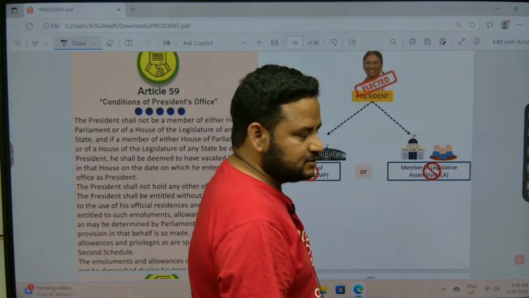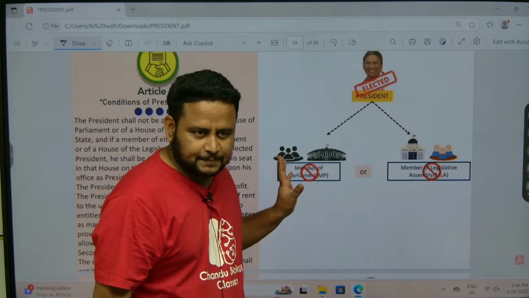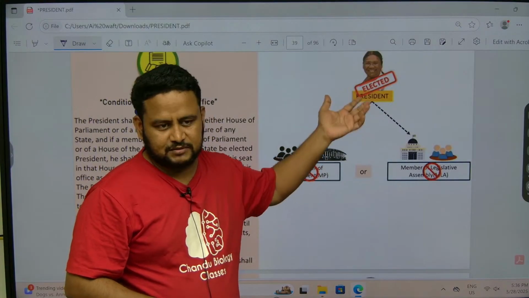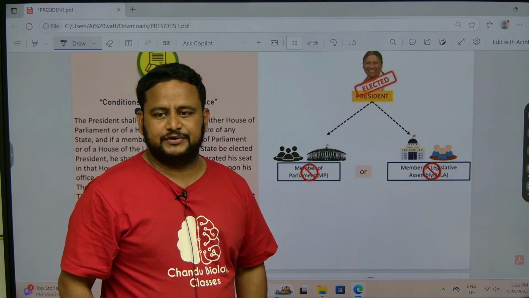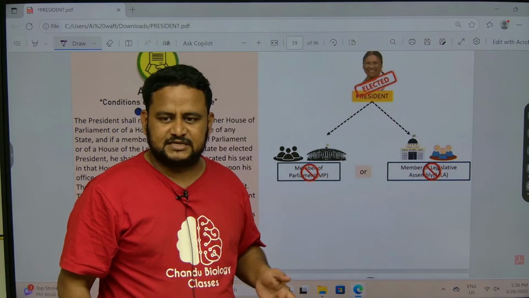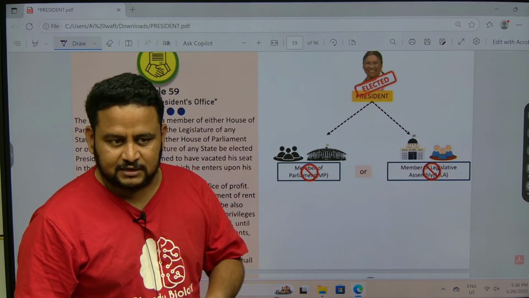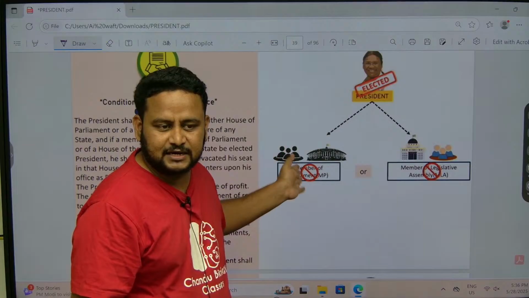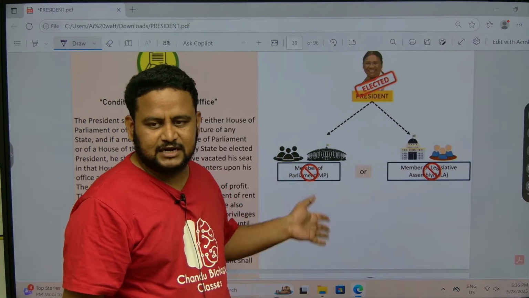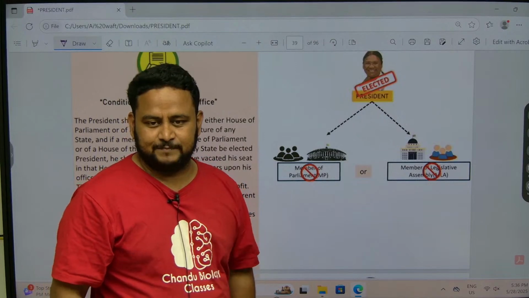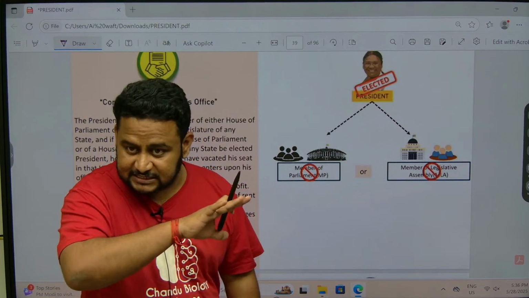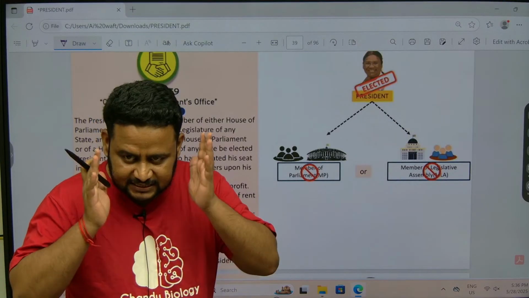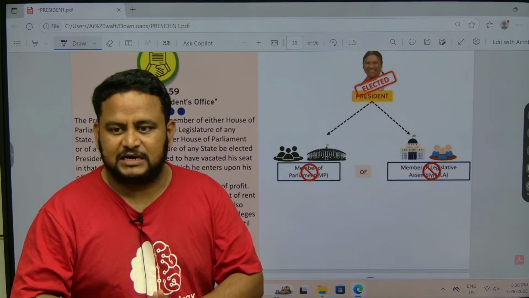Conditions of president's office means, understand one thing. Suppose before becoming a president, don't consider Smt. Draupadi Murmu, before that suppose there was a president Ramnath Kovind or even Pranab Mukherjee. Before becoming the president, he was member of parliament. After he became the president, that membership will automatically vanish, will be automatically terminated. He will cease to be the member of parliament because president is part of the parliament but he is never a member of the parliament. Member of the parliament is different, part of the parliament is different. He is an integral part of the parliament. He has some functions but he is not the member of parliament.